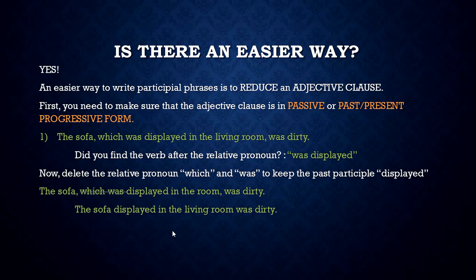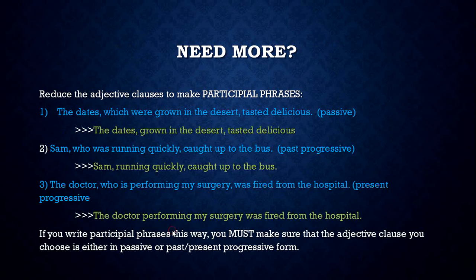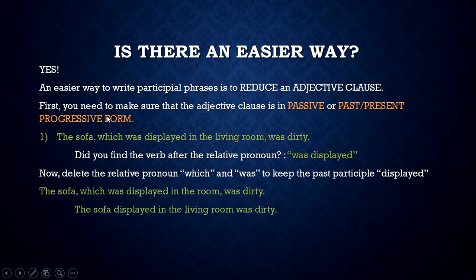Is there an easier way to make a participial phrase? I recommend this if you're really struggling or you're just beginning to write a participial phrase. The easiest way is to reduce an adjective clause. So we studied adjective clauses before, so hopefully this method will make it a little bit easier for you to work with participial phrases. You have to make sure that the adjective clause is either in the passive or past progressive or present progressive form. So take a look at this sentence.